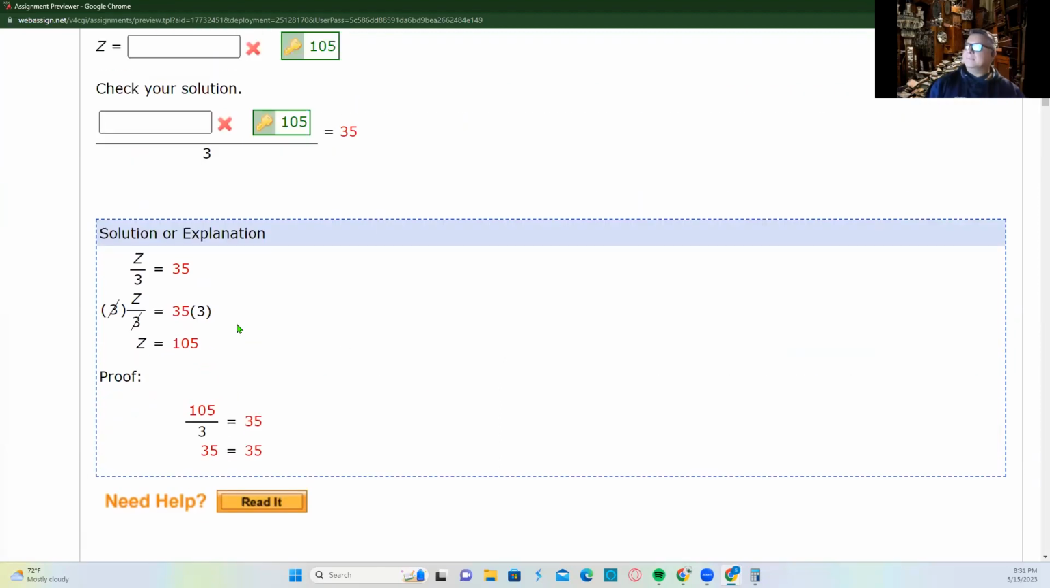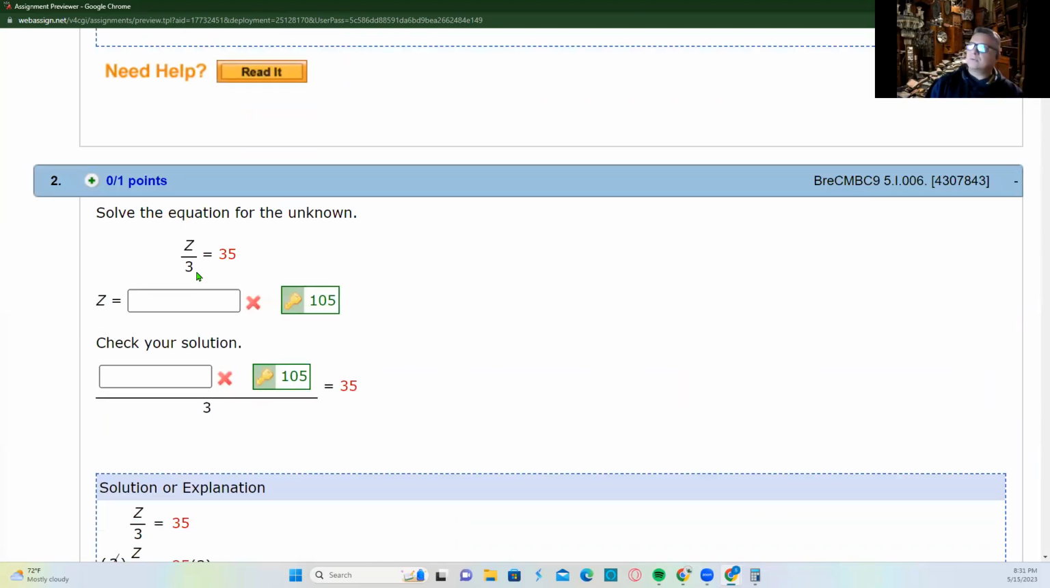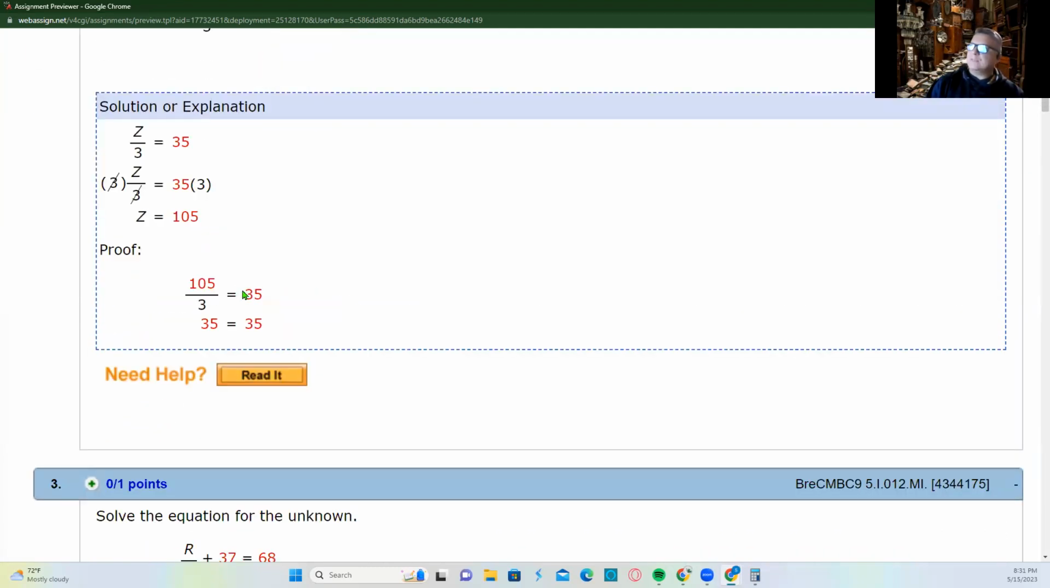So now z is no longer unknown. Z has a value. We found it. We've decided z is equal to 105. So we go back to our original equation, and in place of z, we put 105. You'll see they do that here. And we can also read this as 105 divided by 3. So does 105 divided by 3 equal 35? 35 is indeed equal to 35. We have a true statement. We have our proof. We've proved it to be right.